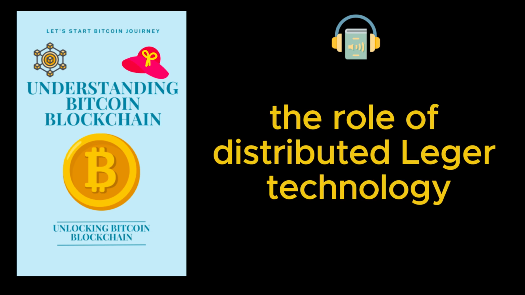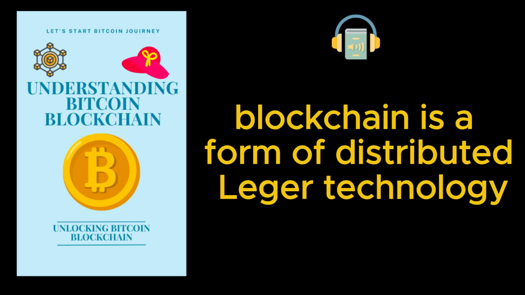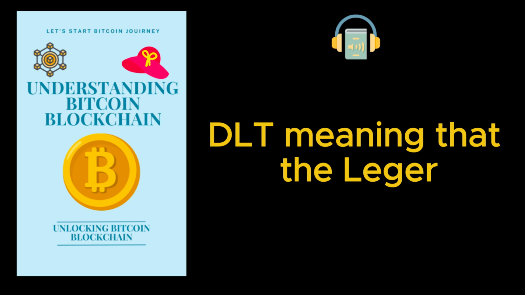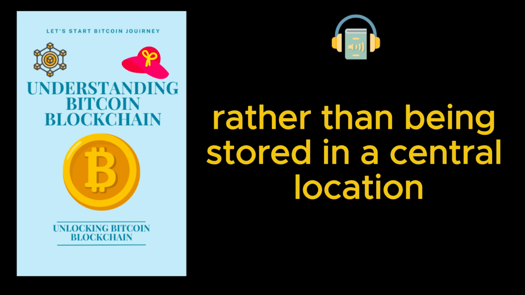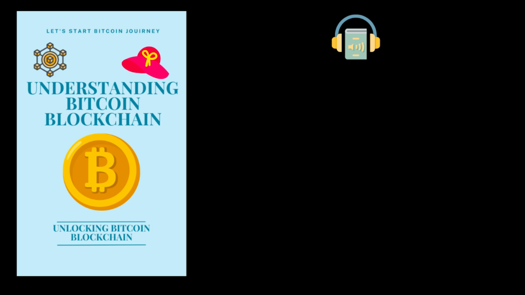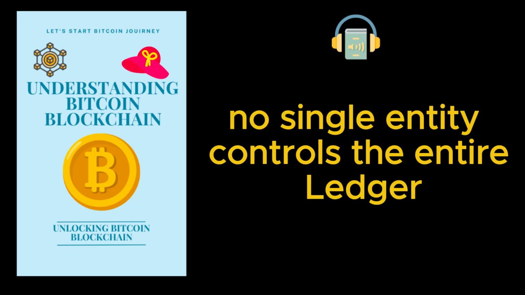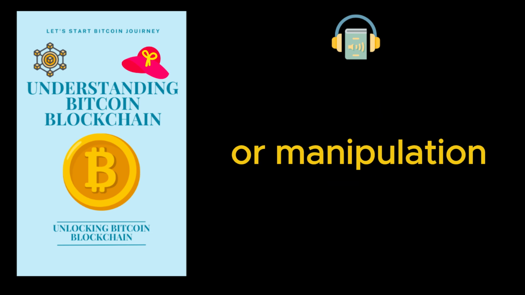The role of distributed ledger technology. Blockchain is a form of distributed ledger technology, DLT, meaning that the ledger, the record of transactions, is distributed across a network of computers, nodes, rather than being stored in a central location. This distribution has several advantages. Decentralization. No single entity controls the entire ledger, reducing the risk of central points of failure or manipulation.